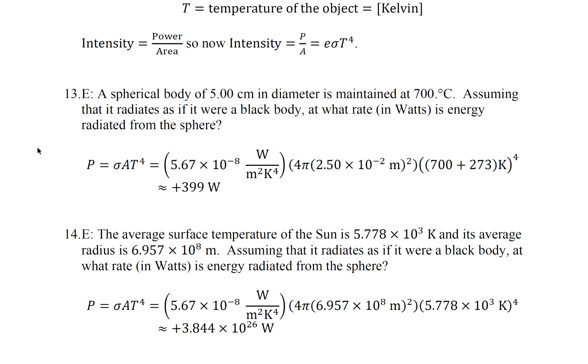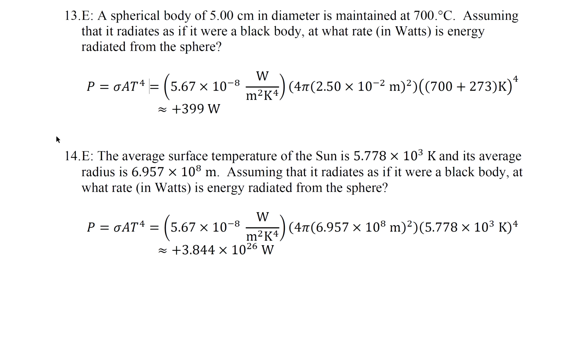Question 13. A spherical body of 5 centimeters in diameter is maintained at 700 degrees Celsius. Assuming that it radiates as if it were a black body, at what rate in watts is energy radiated from the sphere? So we're just going to use this equation. Remember, if it's a black body, then e is equal to 1, the emissivity.